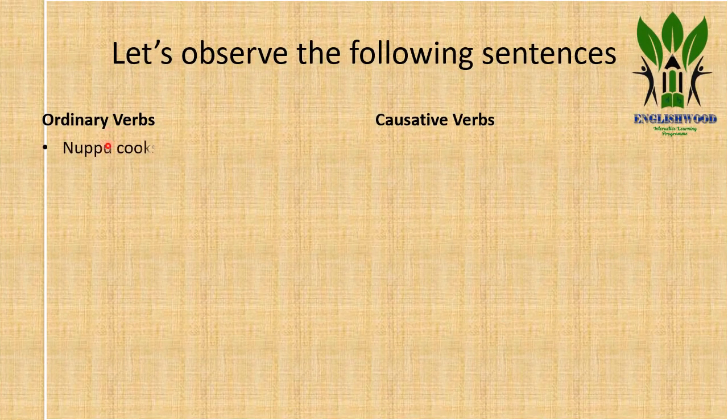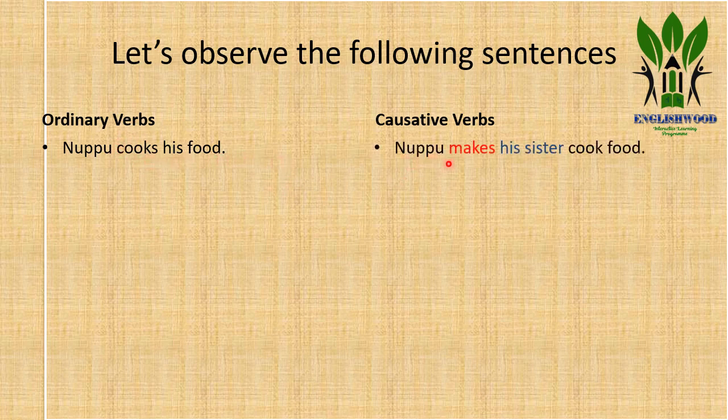Let's observe some sentences. For example, Nupu cooks his food. It's an ordinary, simple sentence with the verb, okay? No causative verbs. Now look at this one. Nupu makes his sister cook food. Now look at the difference. Nupu cooks food, he does the work himself. But here, Nupu makes someone do something. So Nupu makes his sister cook the food, right?